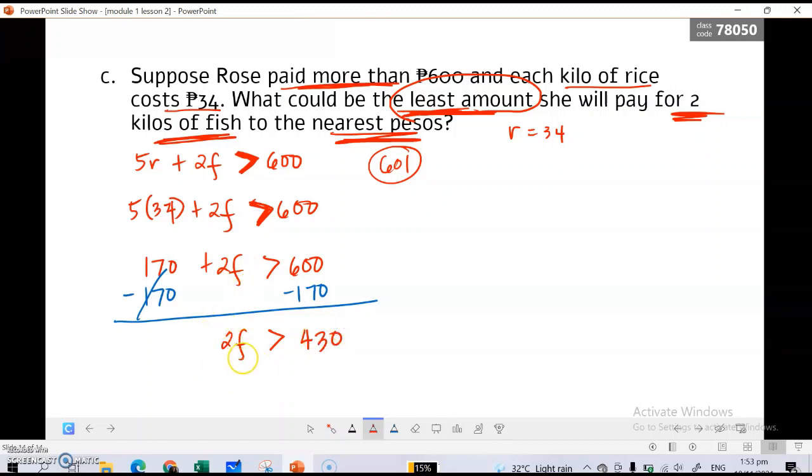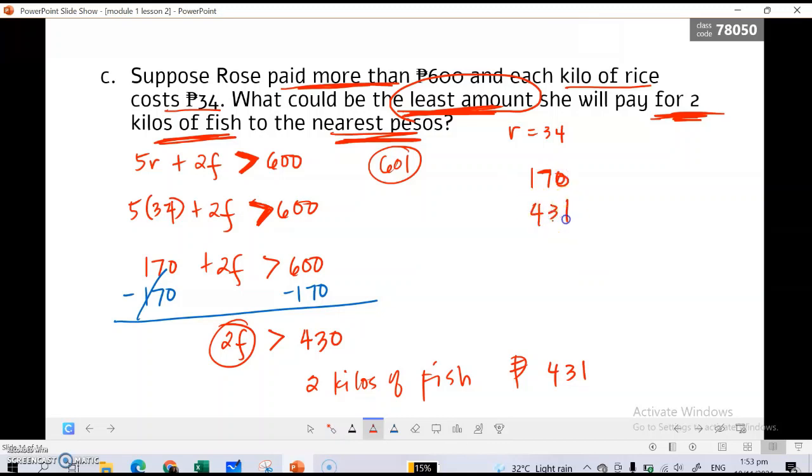So, hindi na natin siya i-times ng 1/2 kasi 2 kilos naman yung tanong. Ito 2 kilos na to. So, greater than 430, mag-add lang tayo ng piso. Okay? Hindi tayo mag-add ng 1,000 kasi least amount. So, we would have here 2 kilos of fish niya ay 431 pesos. So, try natin i-add. Yung 170, yun sa bigas na binayaran niya. Yung 431 sa 2 kilo ng isda. We have here 601. Ayan.